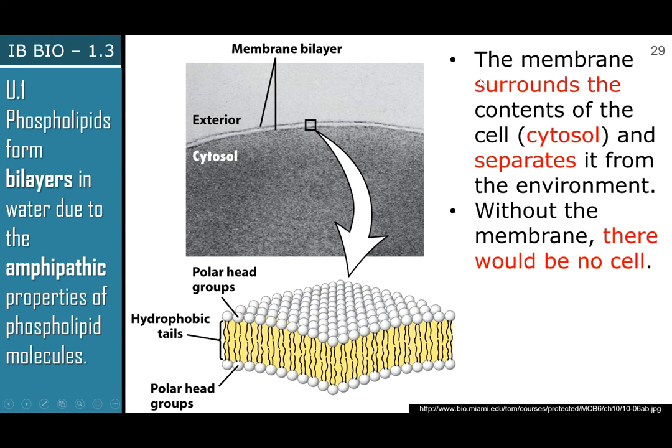So the membrane surrounds the contents of the cell, the cytosol, or the cytoplasm, same thing, and it separates it from the rest of the environment. So without the cell membrane, there would be no cell. That's like saying, without the balloon, there would be no water balloon, right? Cell membranes are super important.